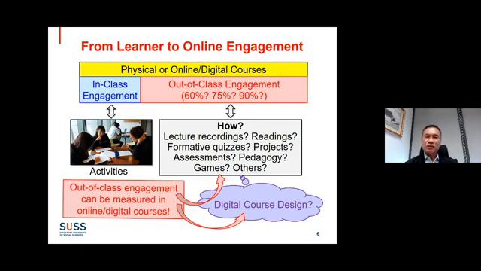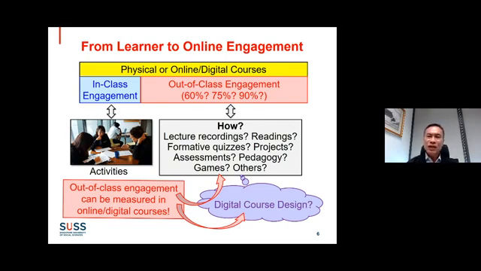My argument is this. My argument is that while it's true that it's difficult to observe in-class engagement for digital courses, digital courses is what can provide us with a good view of out-of-class engagement, and out-of-class engagement is actually more important.